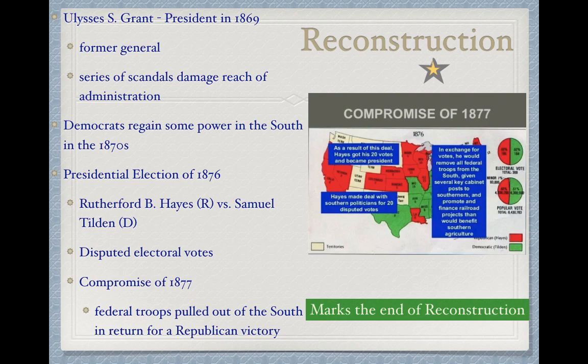That's going to sort of begin with the election of Ulysses S. Grant as president in 1869. He's a former general, but his administration is widely known as one of the most corrupt administrations in the history of the United States. It's not necessarily him that is corrupt, but his cabinet. He puts people around him who are very scandalous, so to speak. And since he's a Republican, you start to see some Democrats regain power in the South throughout the 1870s.